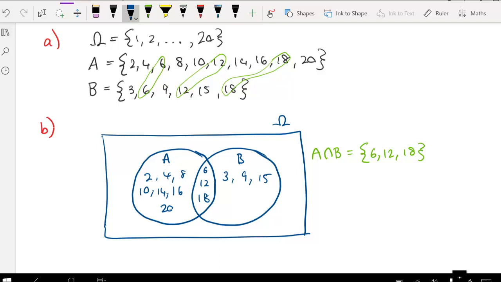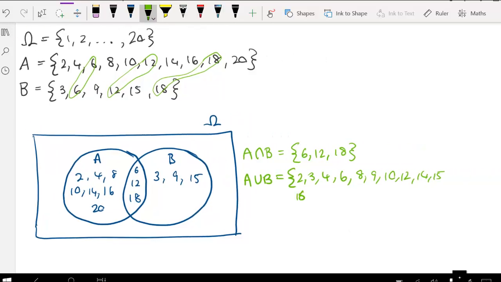Now, the values that are in A or B, or in A union B, are everything within these two circles. So even the intersection. So A or B will be 2, 3, 4, 6, 8, 9, 10, 12, 14, 15, 16, 18, and 20.